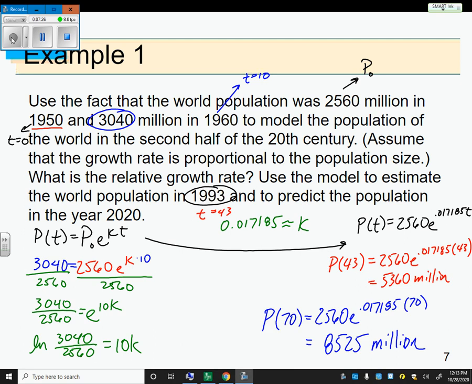So for 2020, I had to use 70 for my t because it's 70 years after my initial year, 1950. And I got 8.525 billion people.